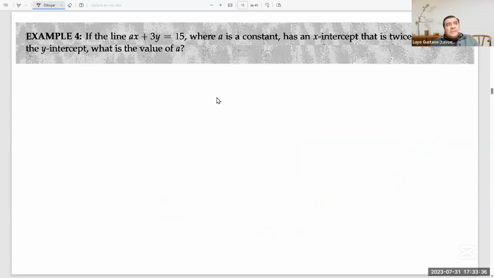If the line a times x plus 3 times y equals 15, where a is a constant value, has an x-intercept that is twice the value of the y-intercept, what is the value of a? Okay, take a look. So x-intercept twice the value of the y-intercept. How do we obtain the x-intercept? Making y equal to 0. So y equals 0, so a times x equals 15, and x would be 15 over a.